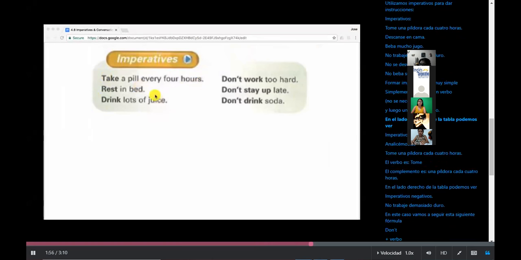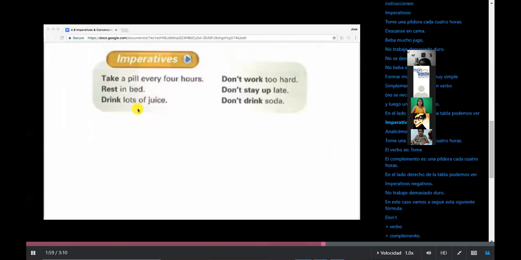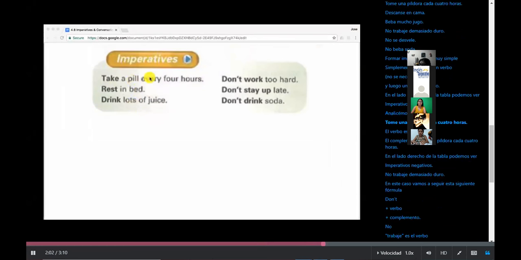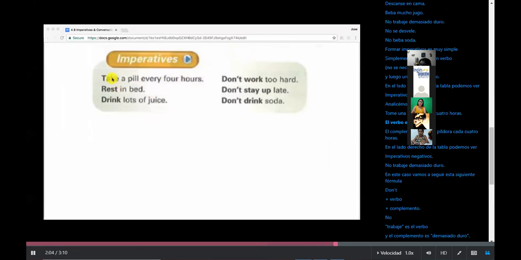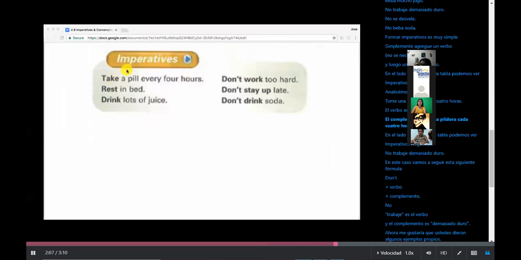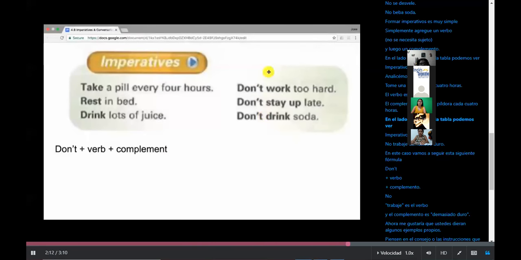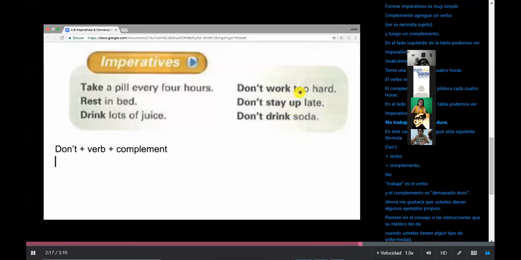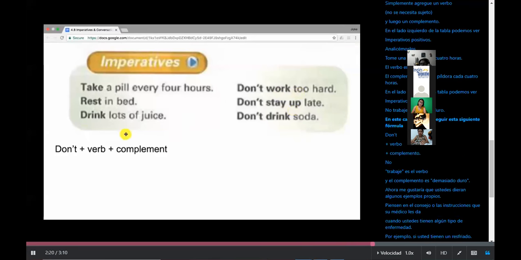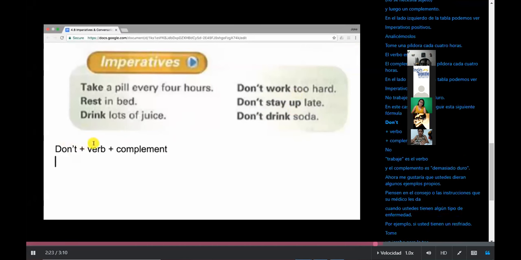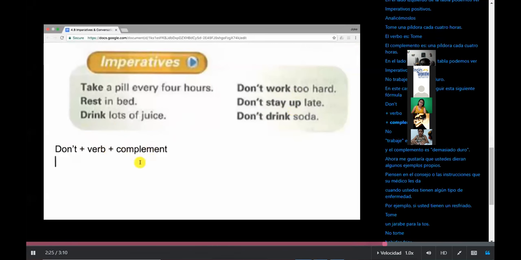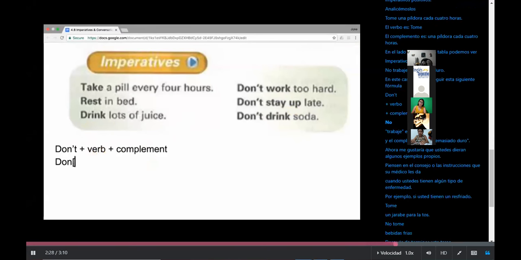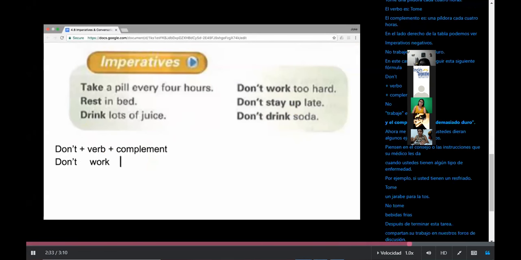On the left-hand side of the chart, we can see positive imperatives. Let's analyze them. Take a pill every 4 hours. The verb is take, the complement is a pill every 4 hours. On the right-hand side of the chart, you can see negative imperatives. Don't work too hard. In this case, we're going to follow this next formula. Don't plus verb plus complement. Work is the verb and the complement too hard.